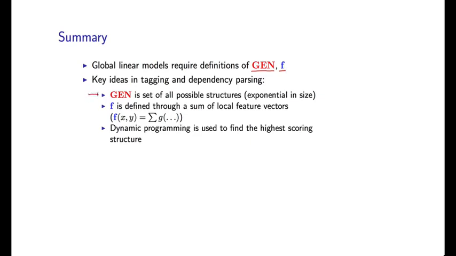Firstly, GEN has been defined to be the set of all possible structures. For example, all possible tag sequences or all possible dependency parses for a particular input. And that means that GEN grows exponentially quickly with respect to the size of the input. So GEN is exponential in size. It grows exponentially fast with respect to the length of a sentence.